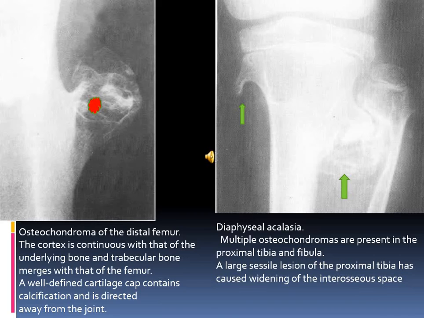From the name osteochondroma, it means the bone and cartilage. Osteo for the bone, chondroma for the cartilage. So what do we expect? That we see two mixtures of density.